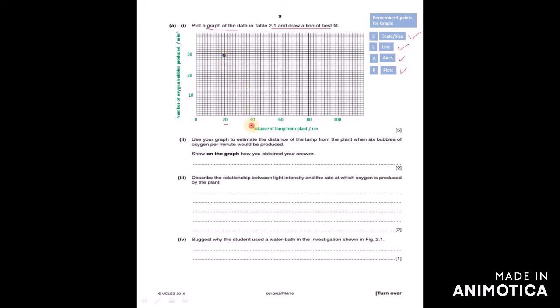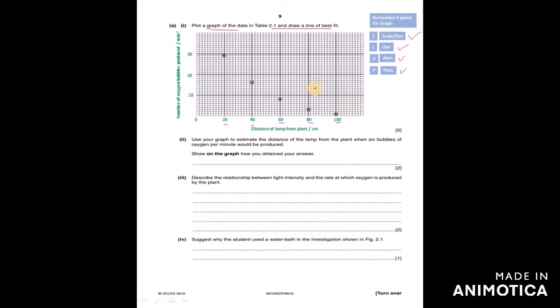The next value is at 40 cm distance, 16 bubbles produced, so the point goes here. The third set of values include at 60 cm distance, 8 bubbles produced, so the point would come here. The fourth set of values includes at 80 cm distance, 3 bubbles produced, so the point will be here. And the last set of values include at 100 cm distance, only 1 bubble produced, so the point will be here.